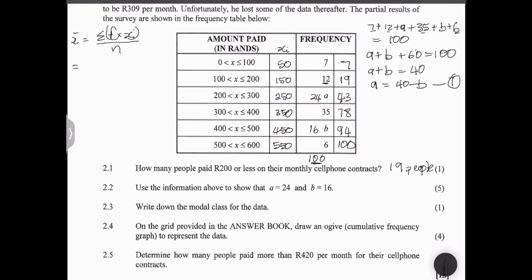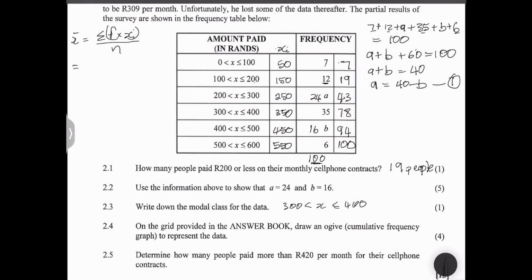Now they said to us, write down the modal class of the data. So where do we have the highest frequency? In this case, our highest frequency is 35. So that would be in the modal class 300 to 400. So that's our modal class there.